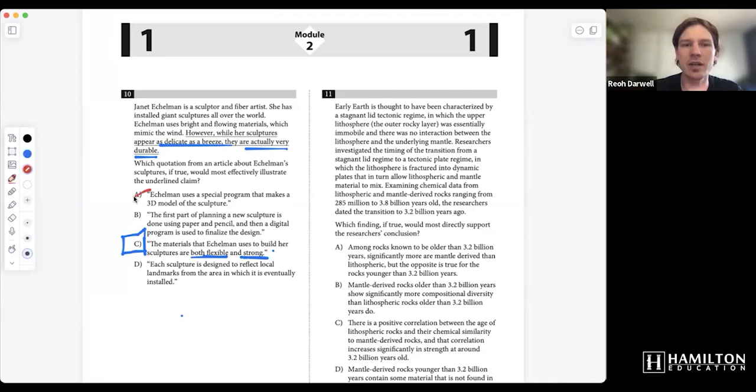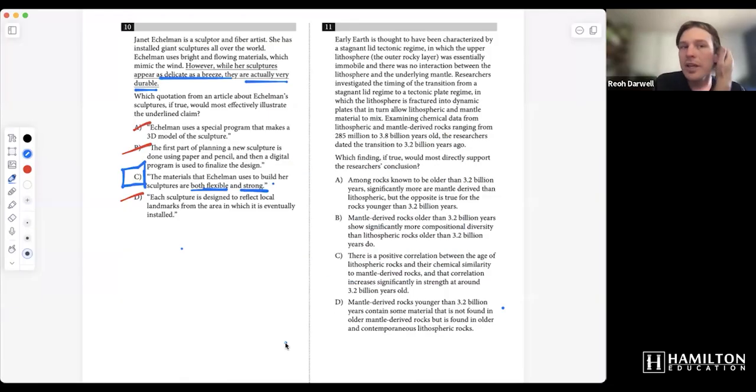A talks about how she makes them, which has nothing to do with that claim. B talks about her process, again, which has nothing to do with the claim about them standing strong. And then D has something to do with what's cool about her art, but does that have anything to do with the fact that they look delicate but are strong? No. So that's how we arrive at C for question 10.